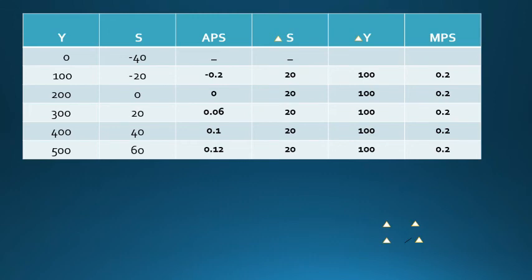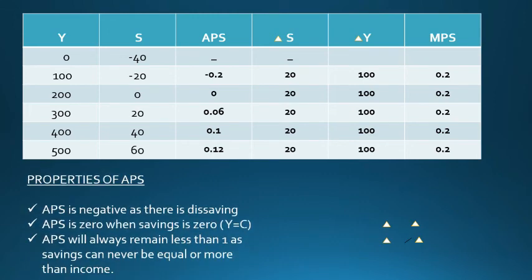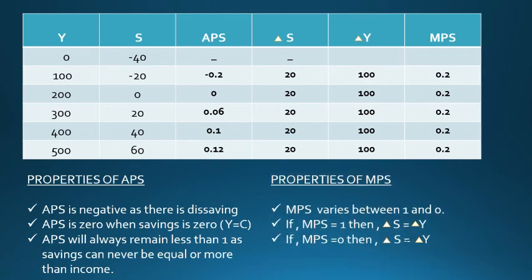So in a nutshell, the properties of APS can be said as initially it is negative as there is dissavings in the economy. APS is 0 when savings is 0, that means at the break-even point. APS will always remain less than 1 as savings can never be equal or more than income. Talking about the properties of MPS, again just like MPC, MPS value also varies between 1 and 0. So if MPS is 1, it means that the change in saving is equal to change in income. But if MPS is 0, then it means that the change in saving is not equal to the change in income.